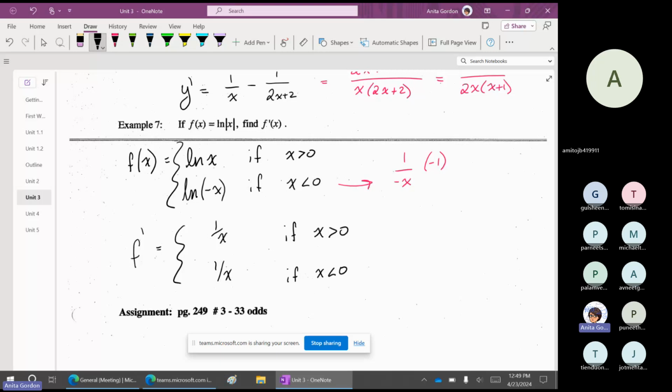It cannot be differentiated at 0. So it does not exist at 0. That's a chain rule, right? The derivative of ln is 1 over the inside, so I get 1 over negative x, times the derivative of the inside, that's a power rule. I have to multiply it by negative 1.